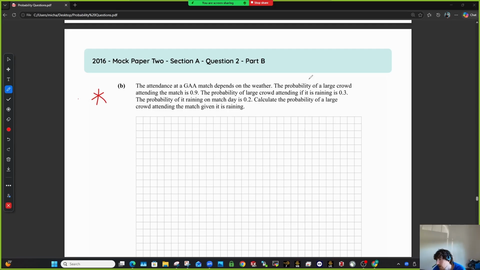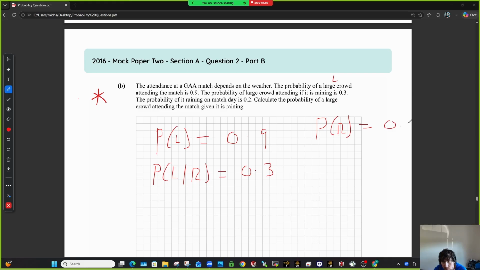The probability of a large crowd attending, okay, so we'd probably call the large crowd L, is 0.9. The probability of a large crowd attending, if it is raining, so that means given it's raining, is 0.3. The probability of it raining on match day is 0.2. Right? Calculate, this is going to be the question mark: calculate the probability of a large crowd attending given it is raining.